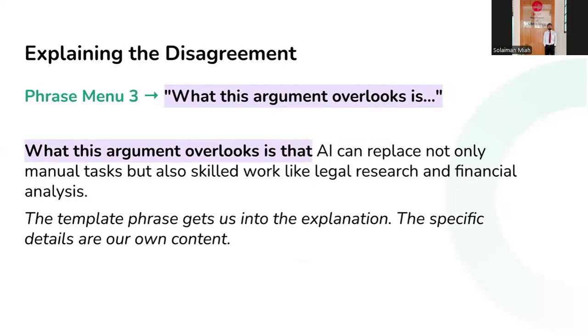What this argument overlooks is, so we write, what this argument overlooks is that AI can replace not only manual tasks, but also skilled work like legal research and financial analysis. The phrase gets us into the explanation, and then specific details, the legal research, the financial analysis, those are our own content. That's the pattern you'll see over and over. The template opens the door, and your own thinking walks through it.